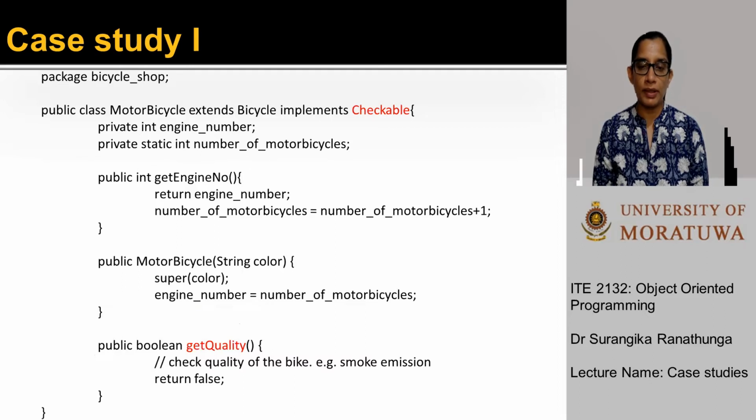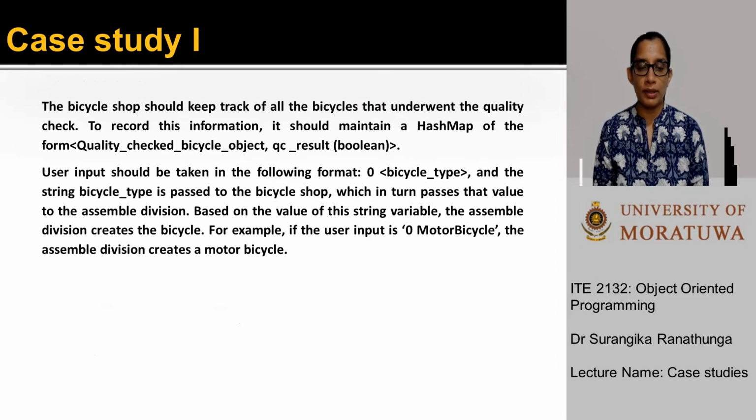Similarly, our motor bicycle is now implementing the checkable interface and has its own implementation for the getQuality method. Now pause here for a minute and read the last part of this case study.